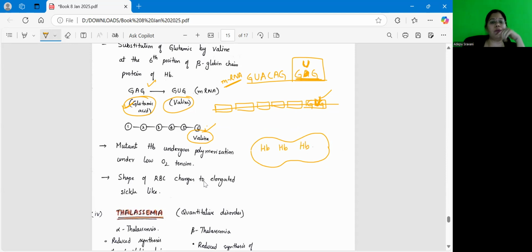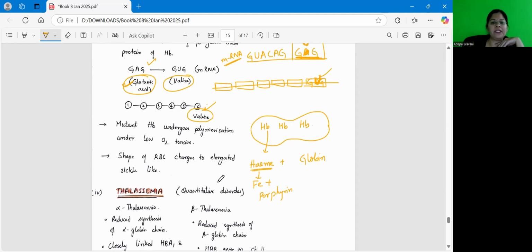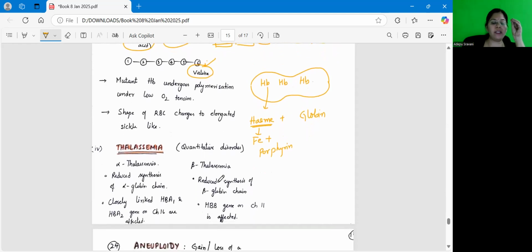We have lots and lots of hemoglobin, isn't it? If I take hemoglobin out, now what is this hemoglobin made up of? It is heme plus globin. All right. Now what is this heme again? Heme is made up of iron plus porphyrin group. Okay, so heme is made up of a molecule of iron and porphyrin.